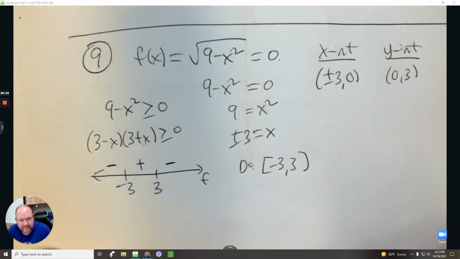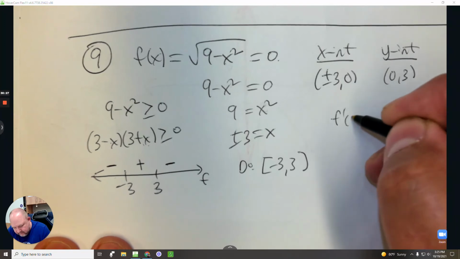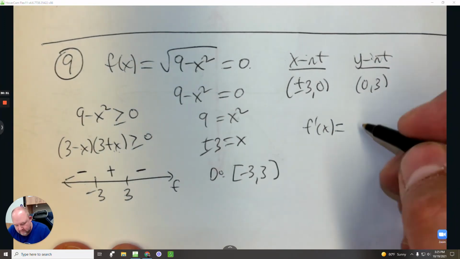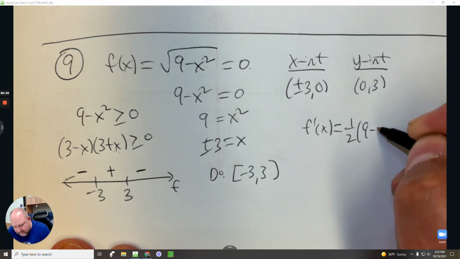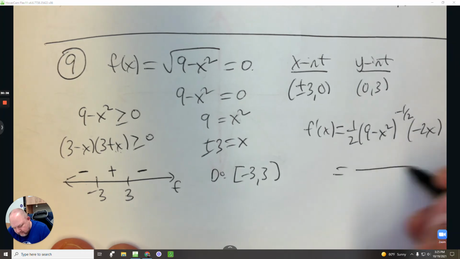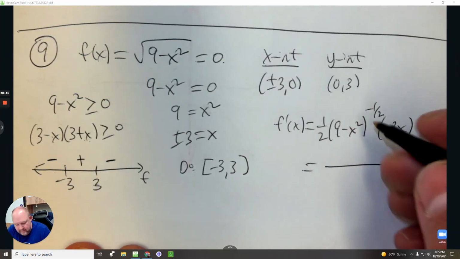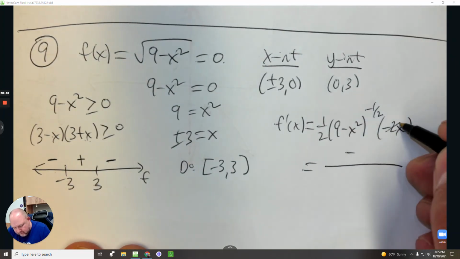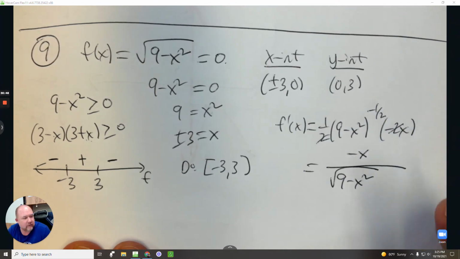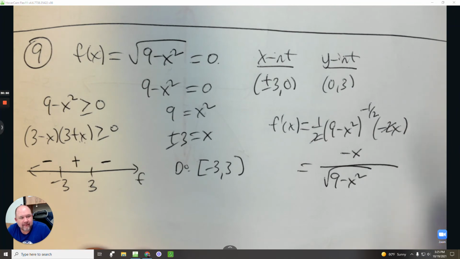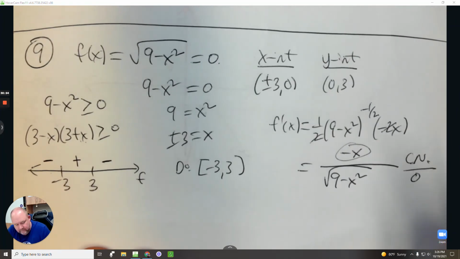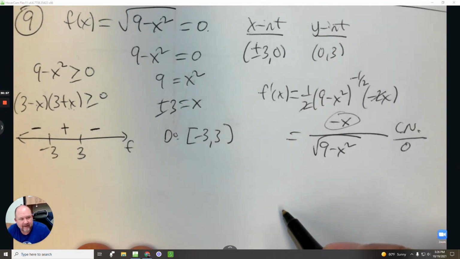If I take the derivative, it needs to be calculus friendly, and you'd end up with 1/2 (9 minus x squared) to the -1/2, and then the hook. So if I wrote it algebra friendly, the 2's would cross out, and it'd just be -x over the square root of 9 minus x squared. So the only critical number is at 0. 3 and -3 are ends of the graph.